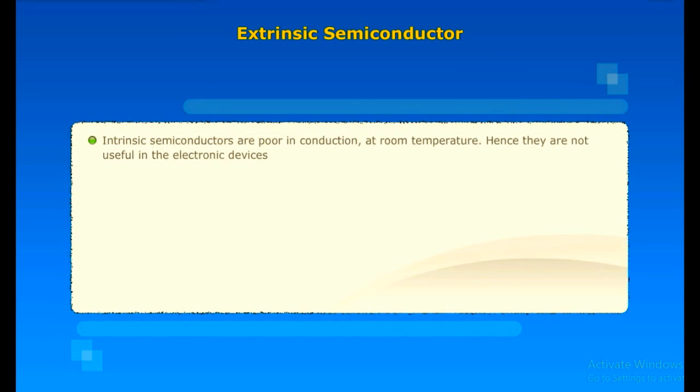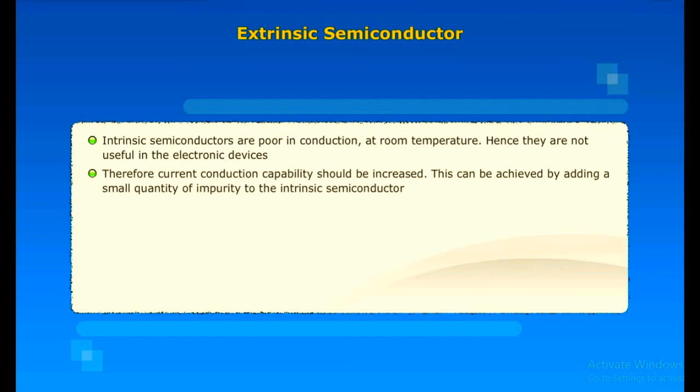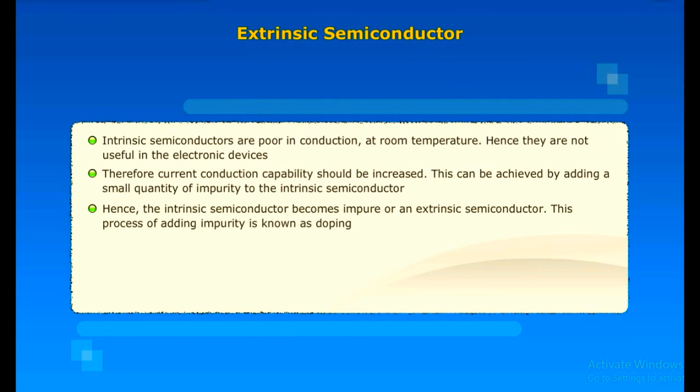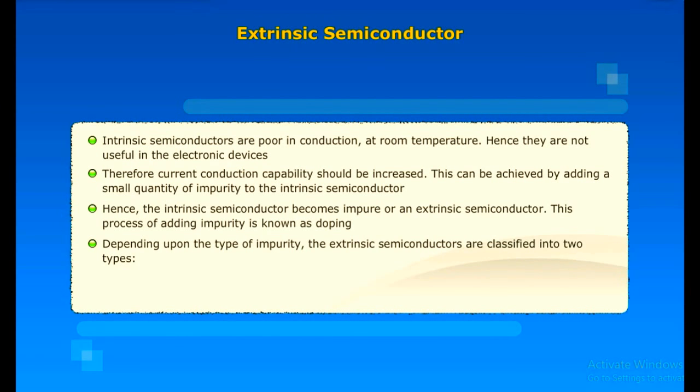Extrinsic semiconductor. Intrinsic semiconductors are poor in conduction at room temperature. Hence, they are not useful in electronic devices. Therefore, current conduction capability should be increased. This can be achieved by adding a small quantity of impurity to the intrinsic semiconductor. Hence, the intrinsic semiconductor becomes impure, or an extrinsic semiconductor. This process of adding impurity is known as doping. Depending upon the type of impurity, the extrinsic semiconductors are classified into 2 types: N-type semiconductor and P-type semiconductor.